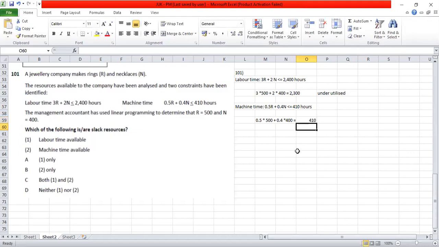This is exactly 410. So they are utilizing all the machine resources. 410 hours are available, and by producing R as 500 and N as 400, they will utilize all the available resources. But labor availability is 2,400, so labor time will be underutilized. So which resource is a slack resource? Labor time is the slack resource. Did you get the concept?